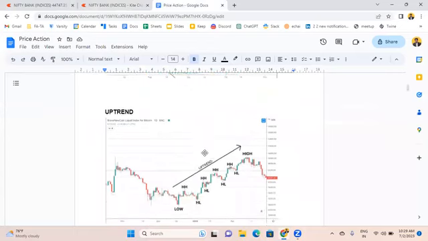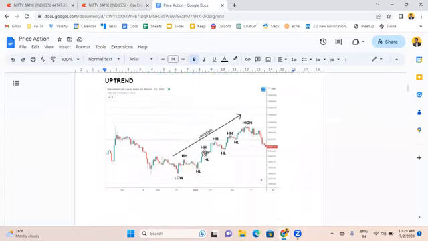And what is an uptrend? An uptrend is nothing but when prices tend to move in a particular direction for a specific period of time. See, the stock price is here. Let's say it will go higher. It will create a new higher high. It will then create a new higher low. It will create a new higher high, a new higher low, a new higher high, a new higher low.